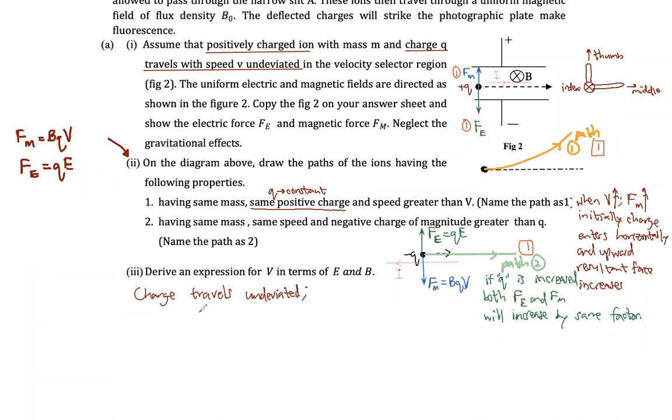So what can you say? Upward force should be equal to downward force. Upward force Fm equals Fe. I'll take the first diagram. Fm equals Fe. For both it's the same equation. Fm is going to be QvB and Fe is going to be QE.